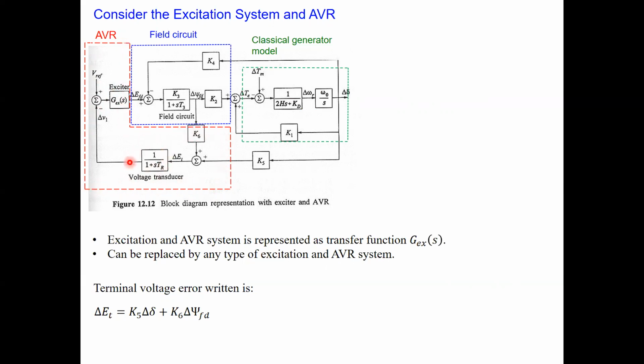You can see here that you have a sensor, the voltage transducer, which will have the change in the generator terminal voltage here. That will be given by K5 times del delta and K6 times del psi D. So it is this one, the change in the generator terminal voltage error, this quantity here.